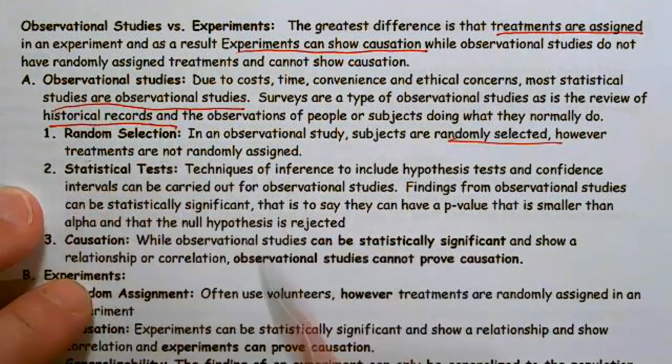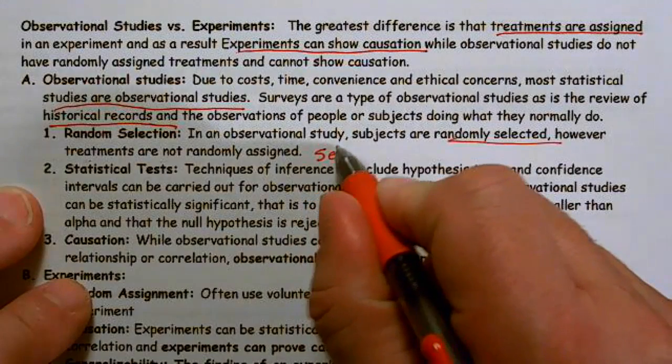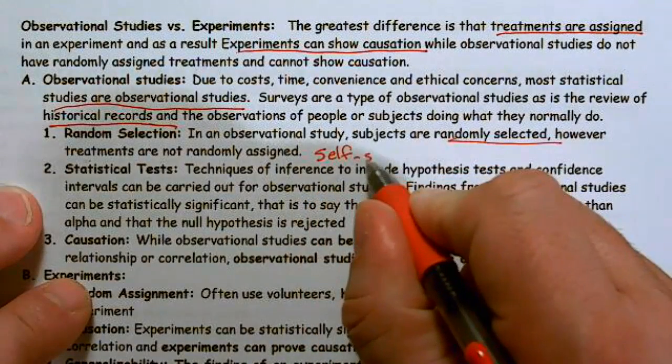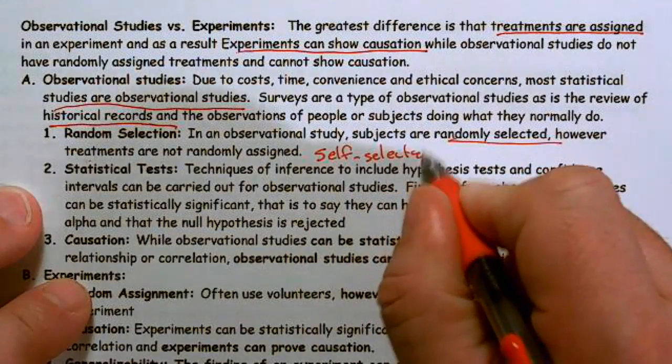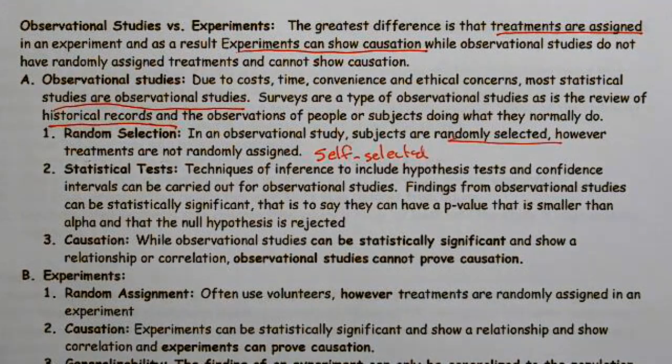Why aren't they randomly assigned? Because we're observing them do what they already do. So they've actually self-selected their treatment. They're randomly selected for the study, but they self-selected their treatment because we're observing them do what they already do. Oh, I already drink Coca-Cola. That's my preference. That's what I've self-selected to do. You may have randomly selected me for the study, but this is a treatment that I've chosen for myself.